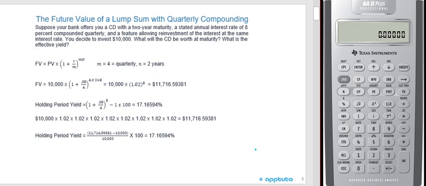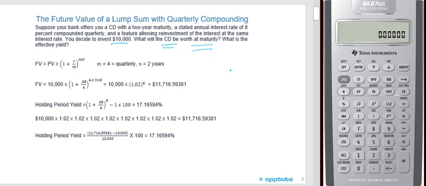Okay, here we're just going to look at a little example. Suppose your bank offers you a CD, certificate of deposit, with a 2-year maturity, a stated annual interest rate of 8%, compounded quarterly, and a feature allowing reinvestment of the interest, so it's compounding at the same interest rate. You decide to invest $10,000. What will the CD be worth at maturity?